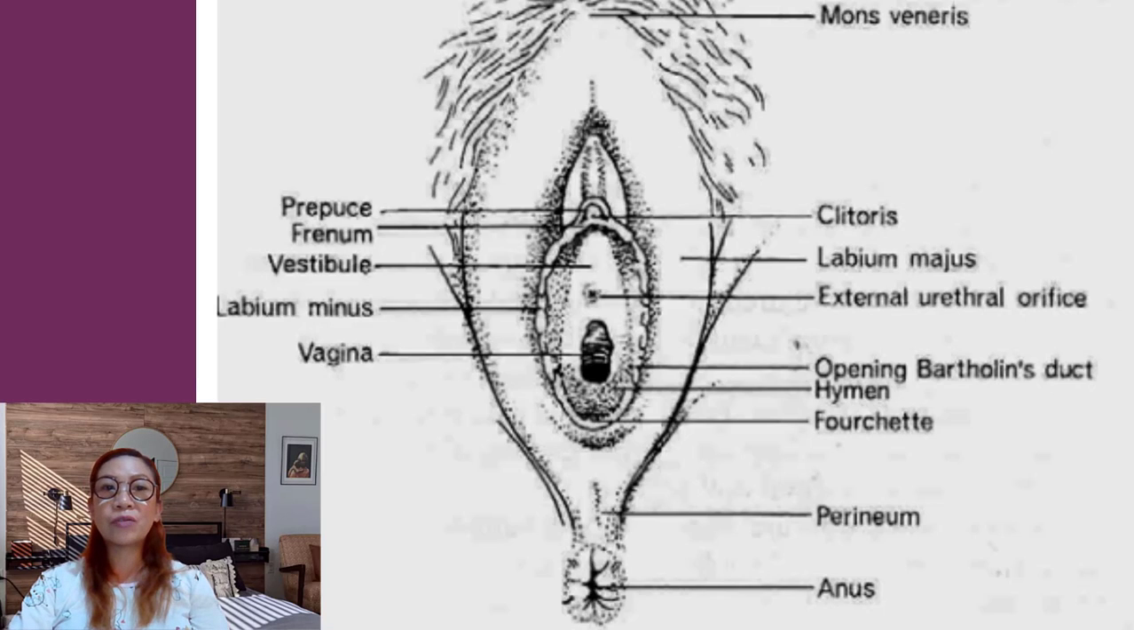Another structure of the external female reproductive system is the vestibule, and it is a smooth flattened surface inside the labia wherein the openings to the urethra and the vagina arise.